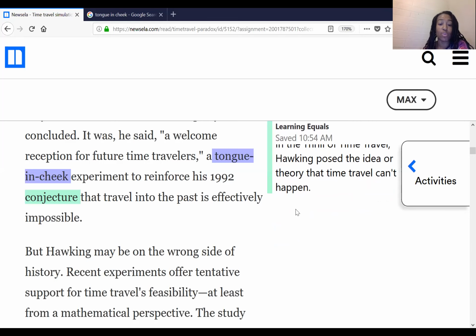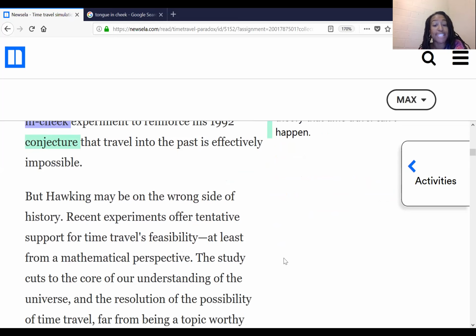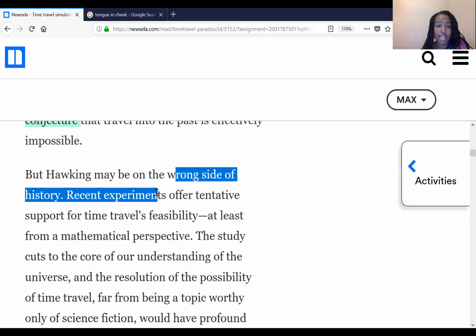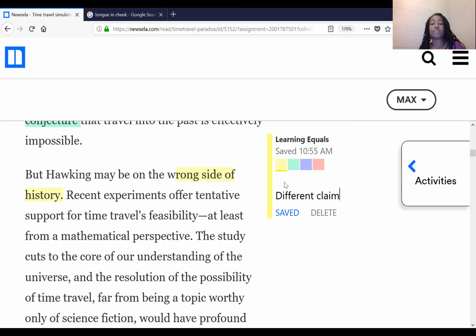But Hawking may be on the wrong side of history. Interesting. Recent experiments offer tentative support for time travel's feasibility, at least from a mathematical perspective. Wait a minute, Hawking may be on the wrong side of history. So to me, this is a detail because it's kind of comparing and contrasting, offering a different opinion, a different claim about time travel.